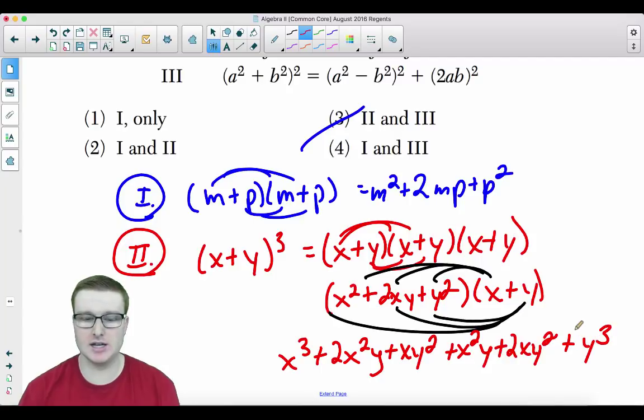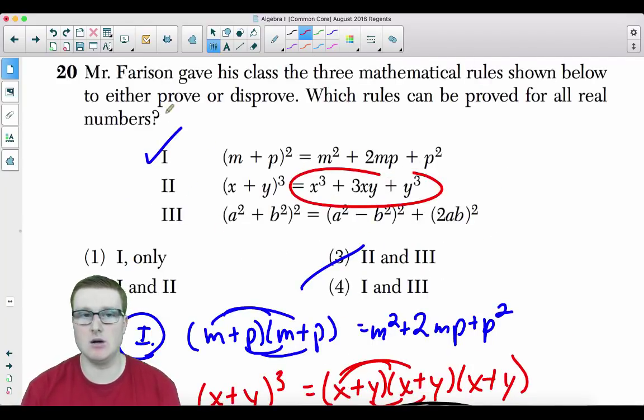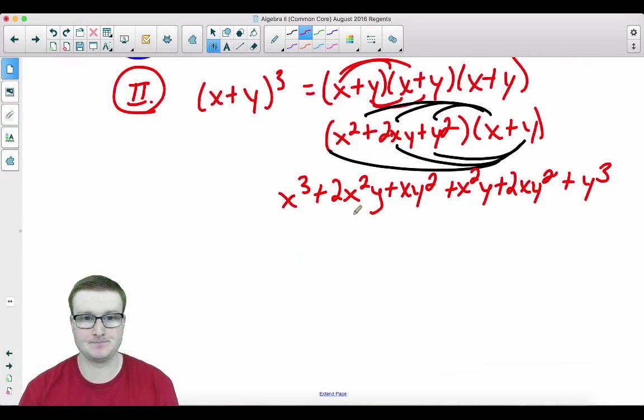plus y to the third. Ladies and gentlemen, you can't even combine like terms. Does that equal that? Nope. Can't happen. Wrong. Let's go to option 3.